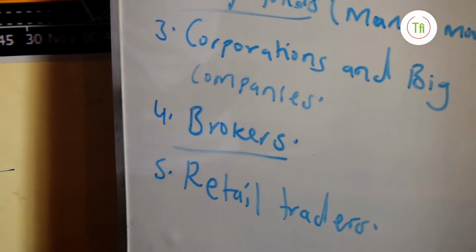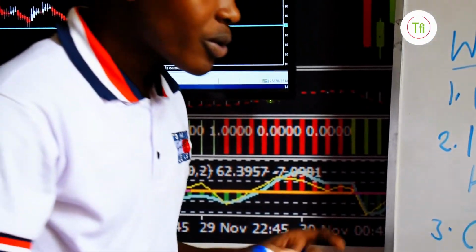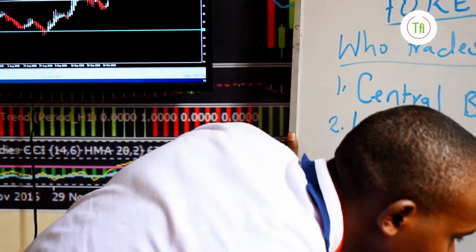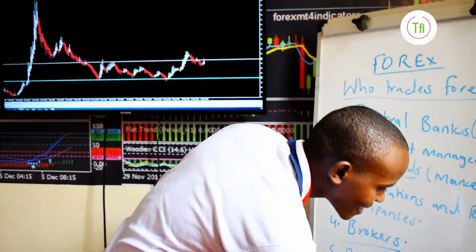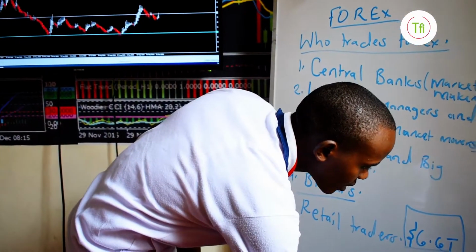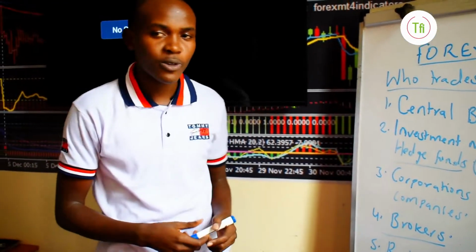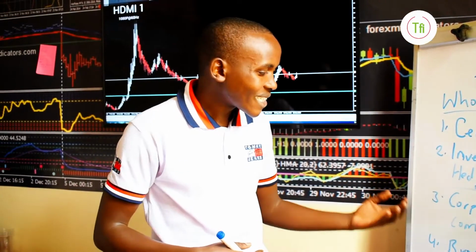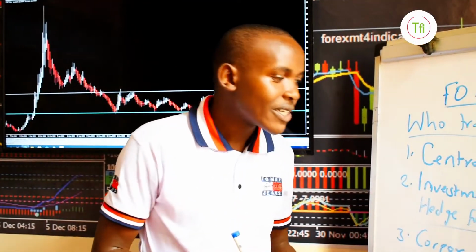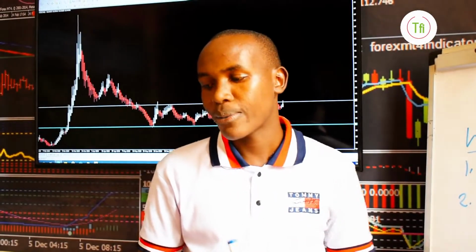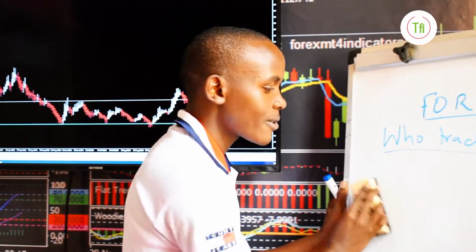Being a retail trader, your participation in the forex market carries a small percentage. With the $6.6 trillion traded a day, forex retail traders' participation is less than 20%. They carry less than 20% of $6.6 trillion because they have a small amount of money, and with it they trade following what the big guys are doing. So all you need to do is follow the big fish, know where they are moving the currencies, and you can move with them and make some good money. So that marks the end of Who Trades Forex.